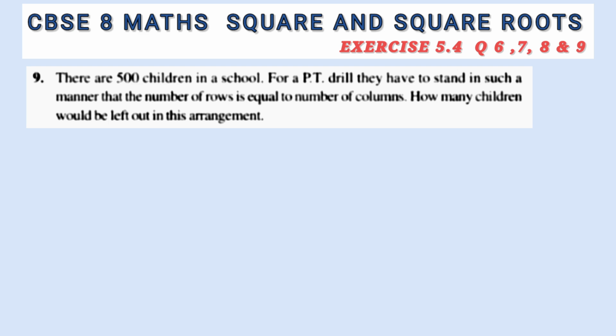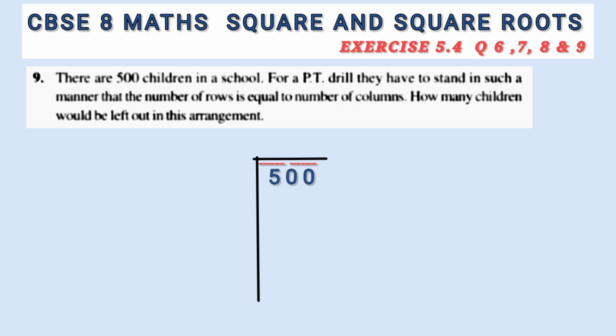Again, in this sum also we are given that the number of rows and number of columns are equal. So the number which we are looking for will be a perfect square. But in this sum we have to find how many children would be left out in this arrangement. That means the perfect square which we are looking for, closer to 500, will be less than 500. We'll start by doing the long division method for 500.